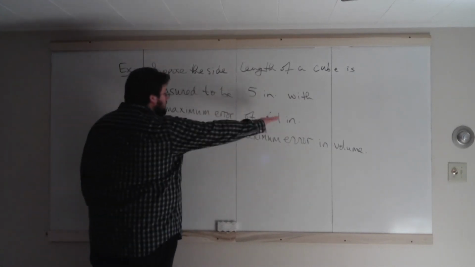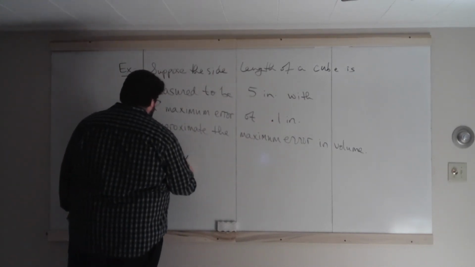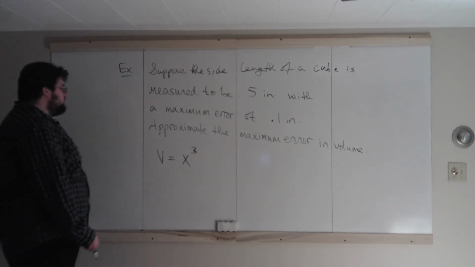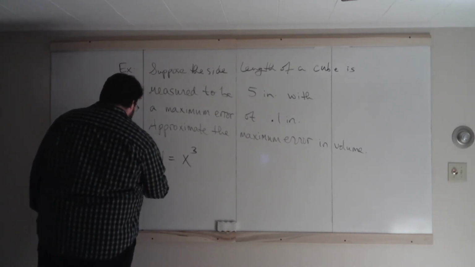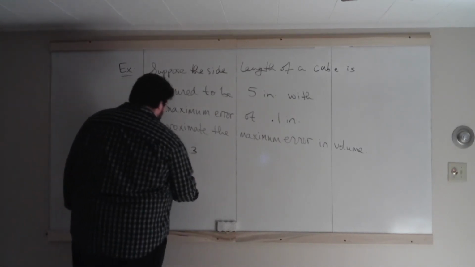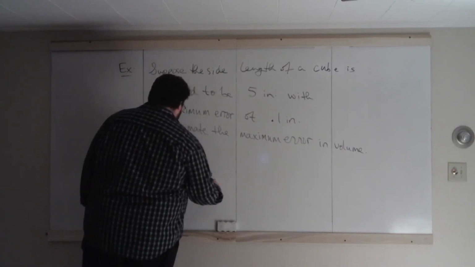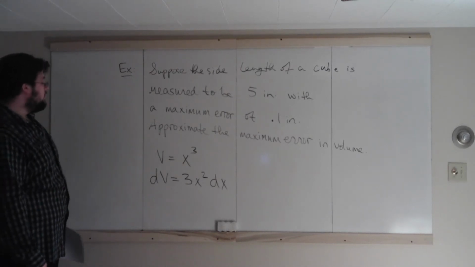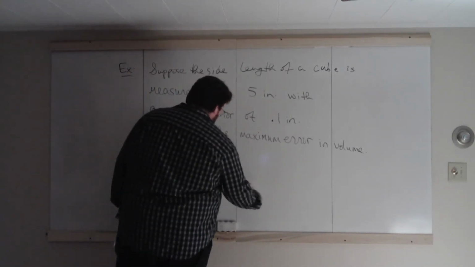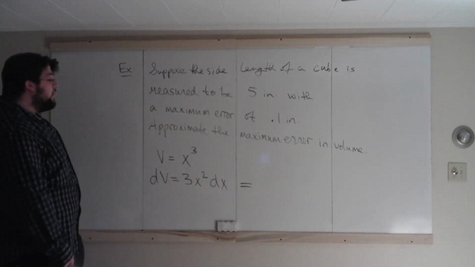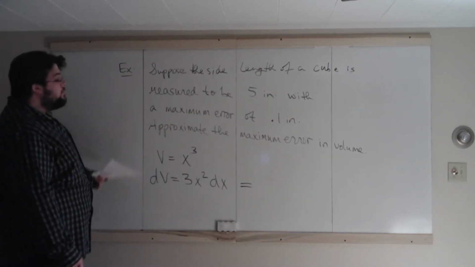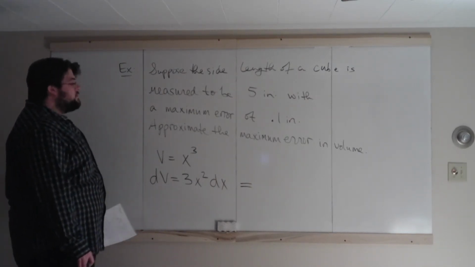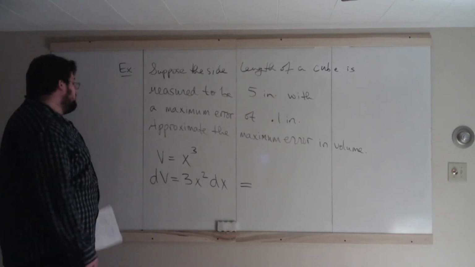So we need the volume of a cube in terms of side length. Volume is x cubed. All we need to do is find the differential. So the differential, dv, is going to be exactly equal to 3x squared dx. I think that's the easiest way to write that. So dv is exactly equal to that. It's not approximately equal to this. The actual error is approximately equal to it. But remember, from the third equation over there, the exact error is approximated by this differential.